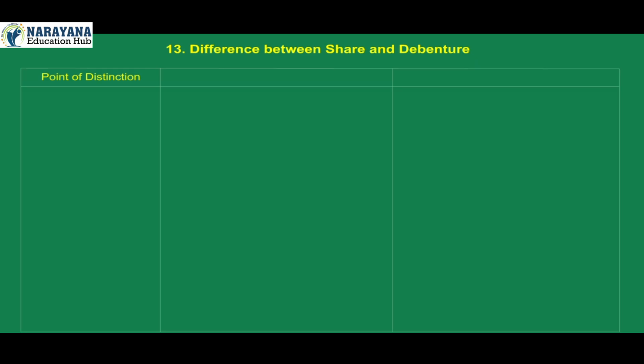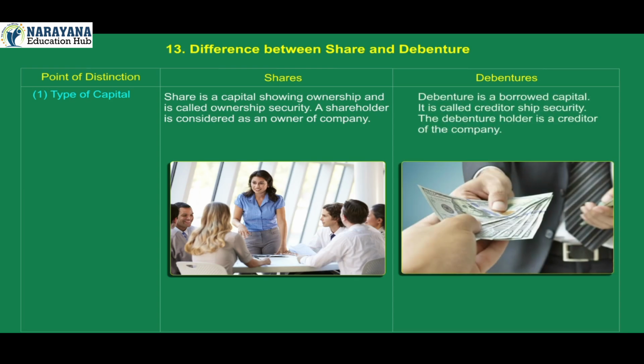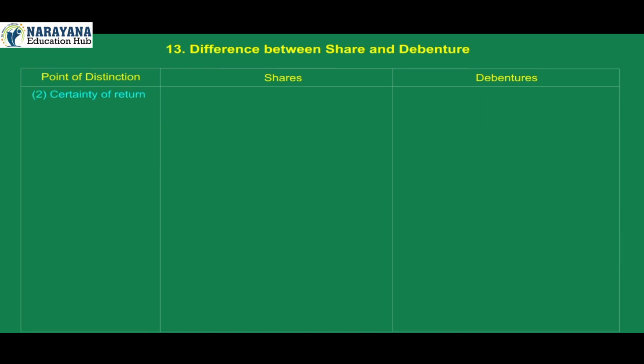13. Difference between share and debenture. Point of distinction: shares, debentures. 1. Type of capital. Share is a capital showing ownership and is called ownership security. A shareholder is considered as an owner of the company. Debenture is a borrowed capital. It is called creditorship security. The debenture holder is a creditor of the company.